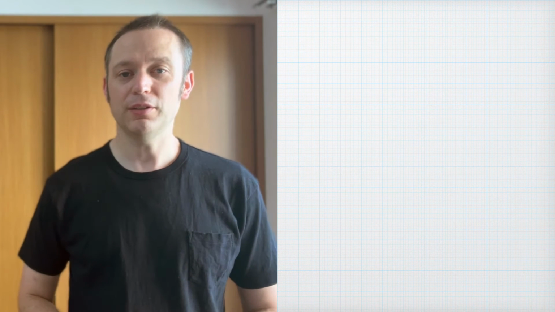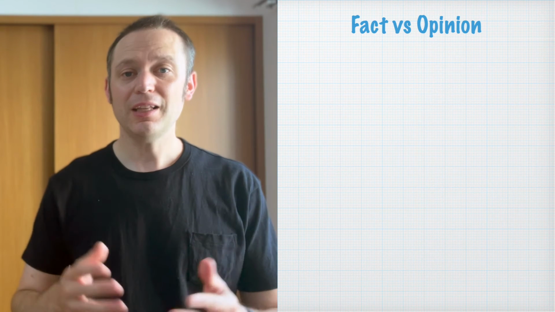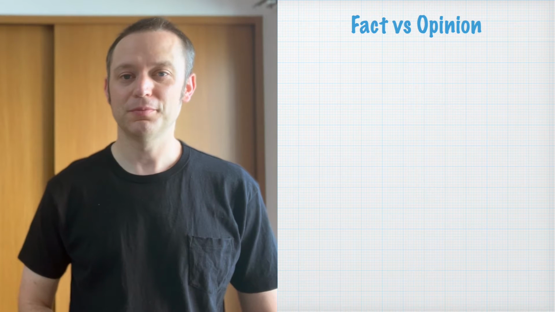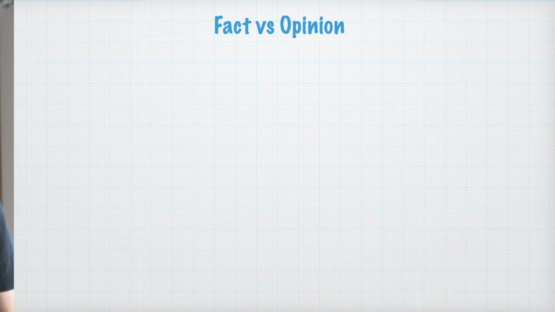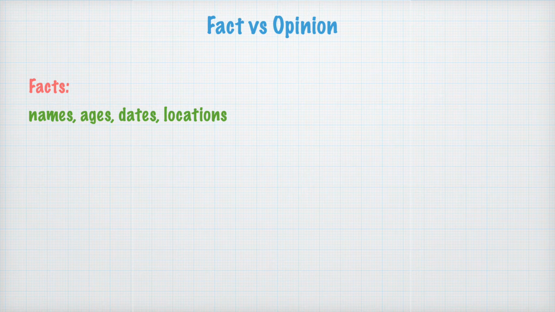When giving our presentation, we're going to be using both fact and opinion. Let's look at the differences between them and some useful language to help us use them. First, let's look at facts. So these are things which are true for everybody and which do not change. They include things such as names, ages, dates, and locations.